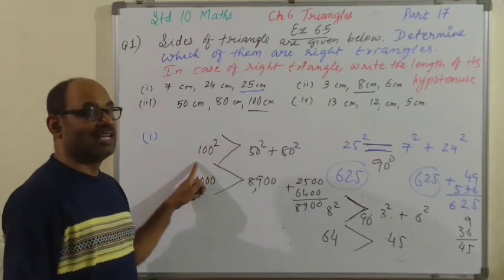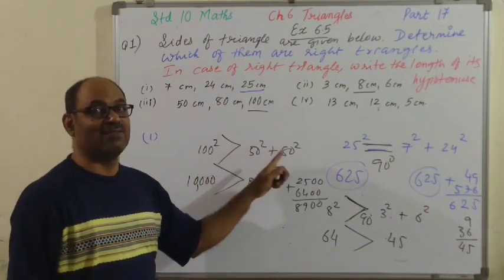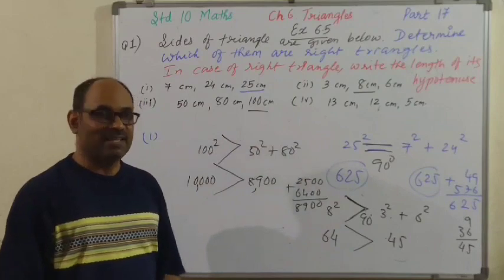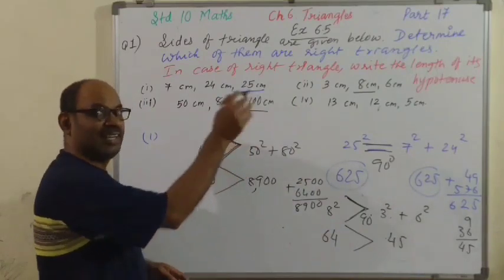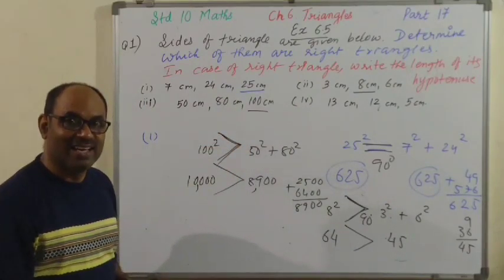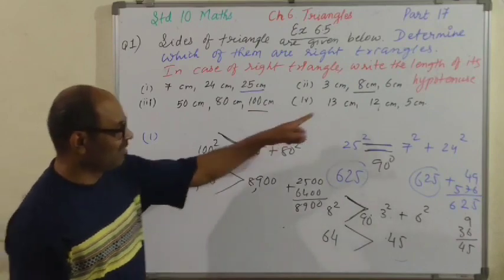Square of the length of the longest side is greater than the sum of the squares of the lengths of the remaining two sides. Greater. So greater than 90. So obtuse angle triangle. It's not right triangle. The last one.